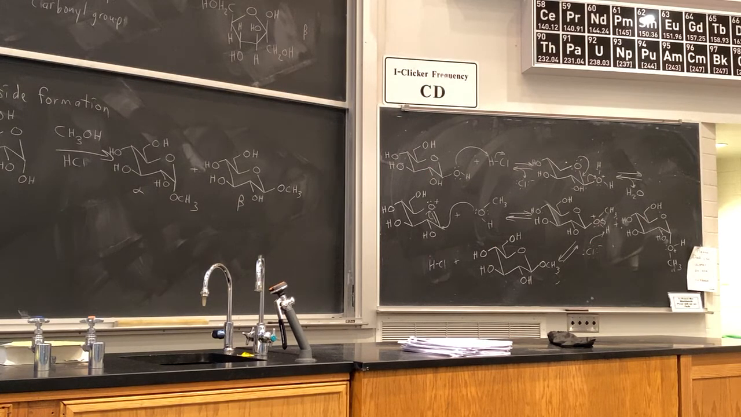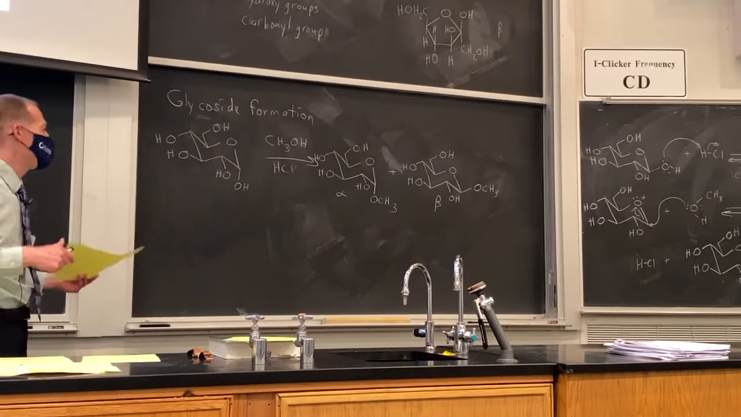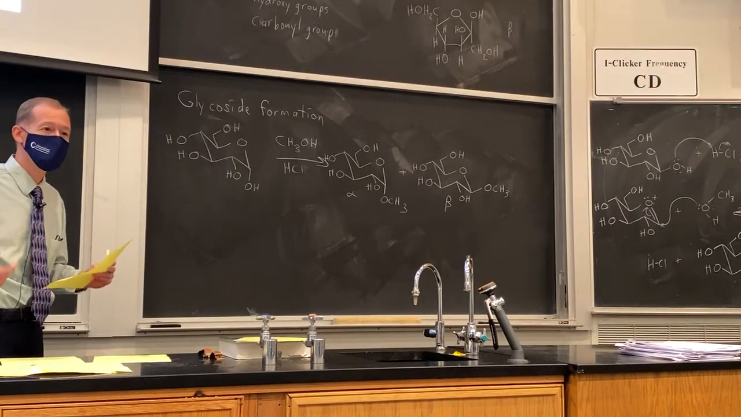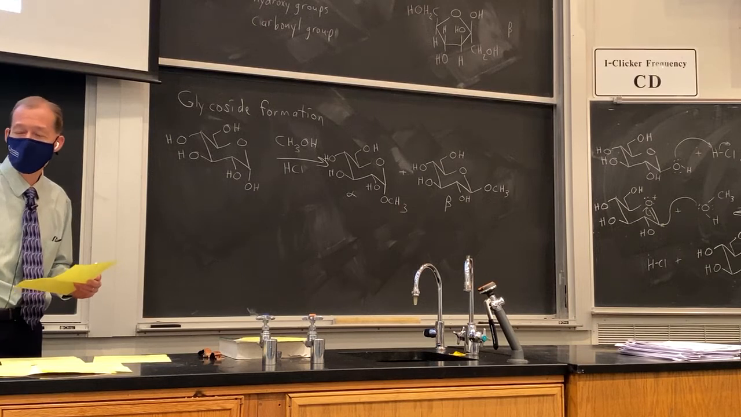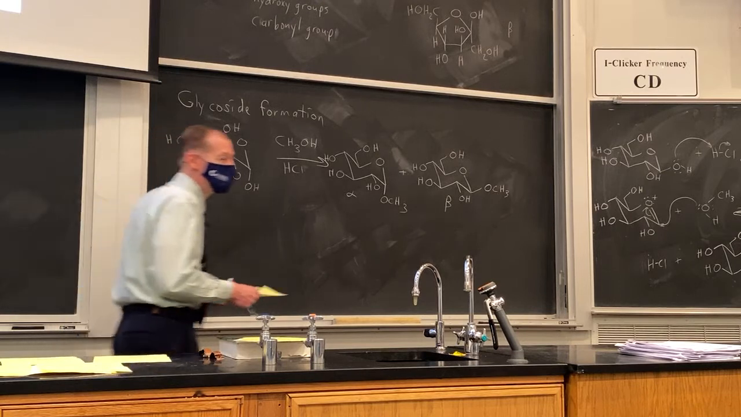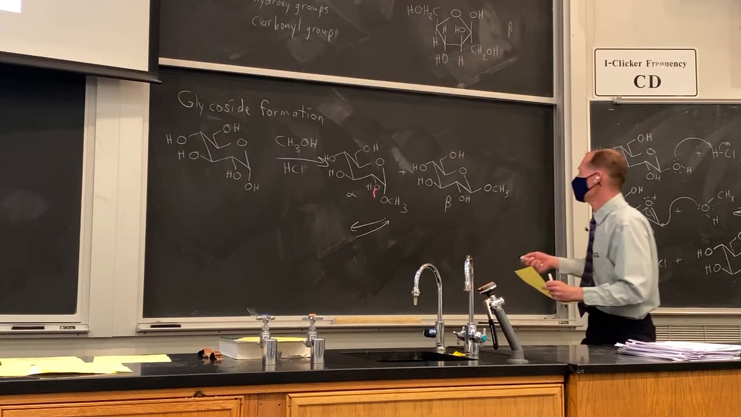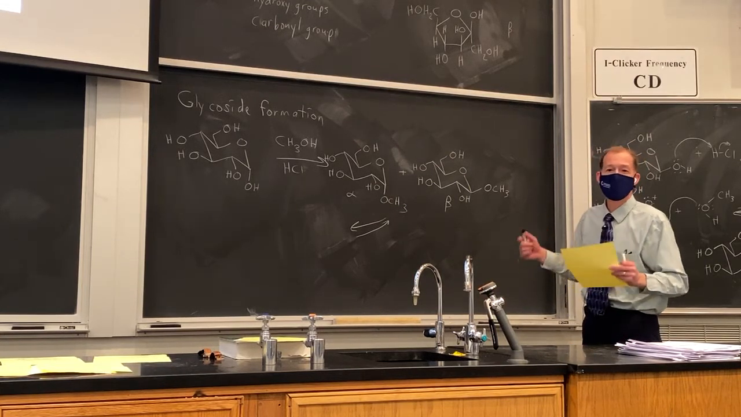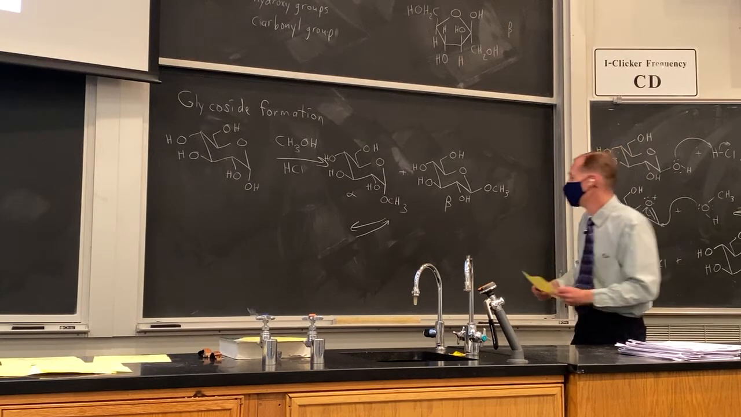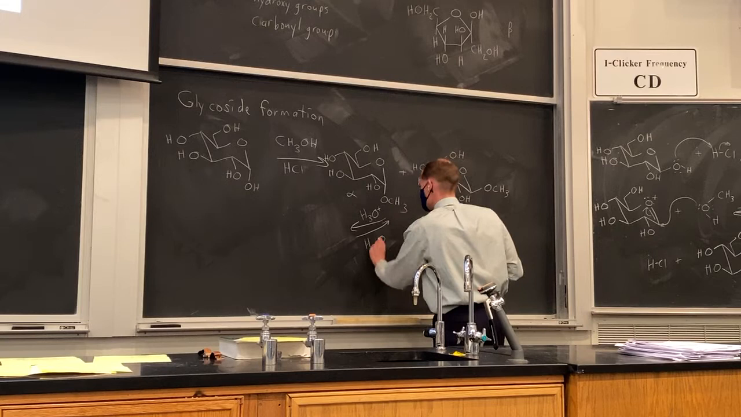So we've drawn equilibrium arrows here. This is a reversible process. If we want the glycosides, we're going to use an excess of methanol. If we want to hydrolyze the glycosides and convert them back into the original hemiacetals, what would we use instead of methanol? If we want to convert the acetal back into a hemiacetal, we would need water. So we would use aqueous acid. Typically, we just write it as H3O plus and water.